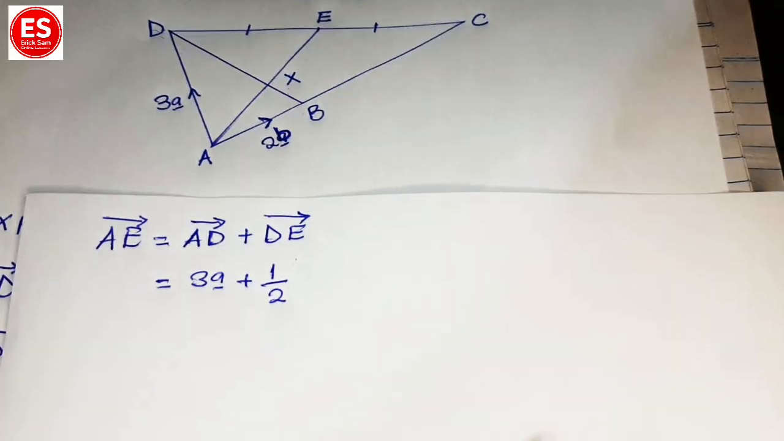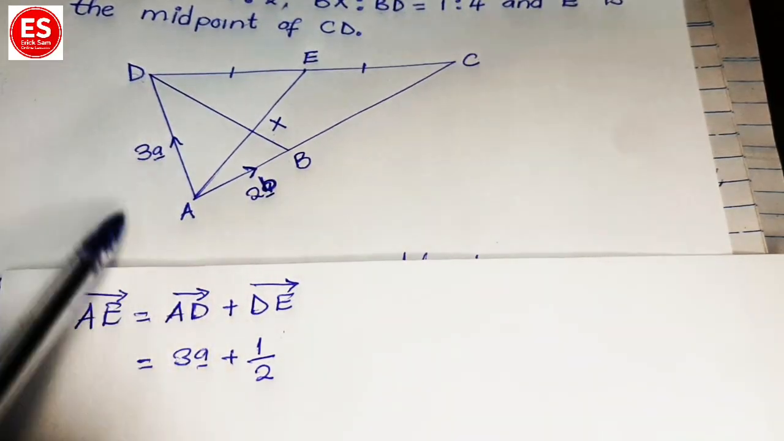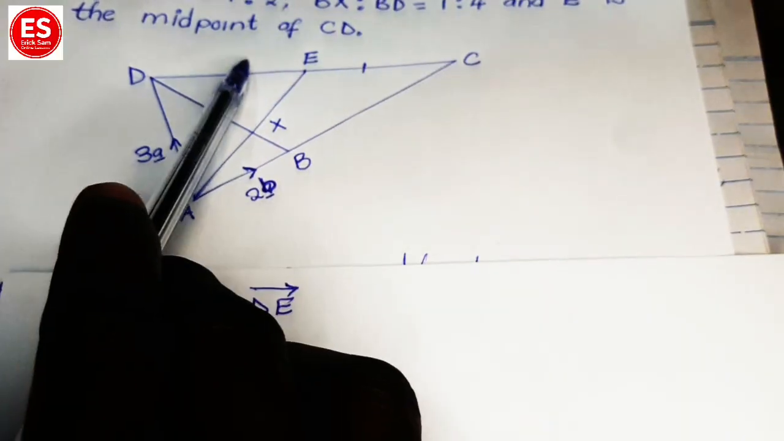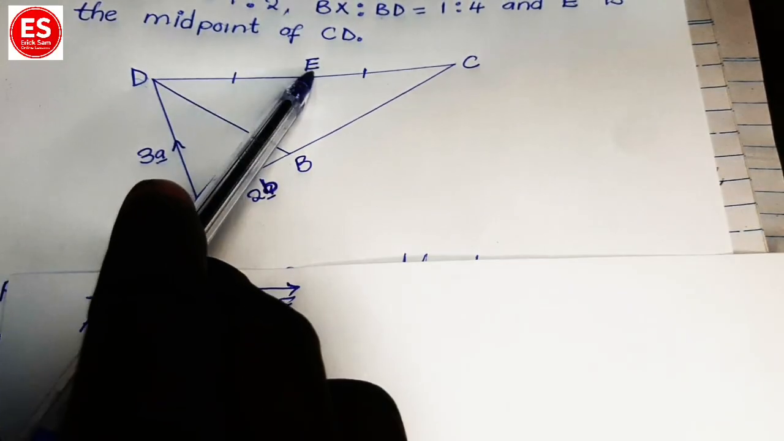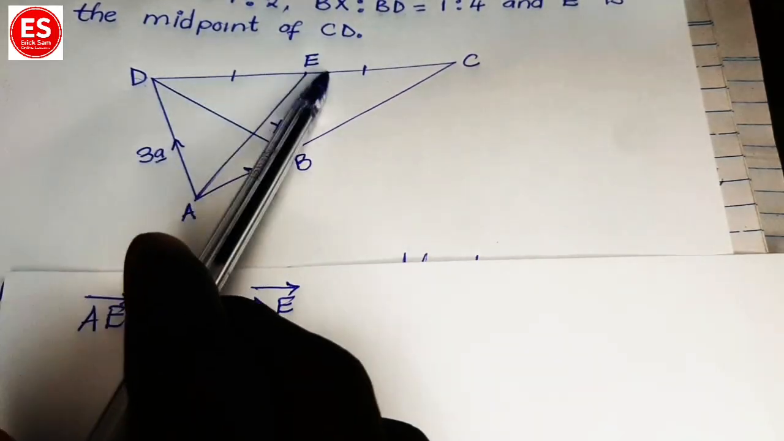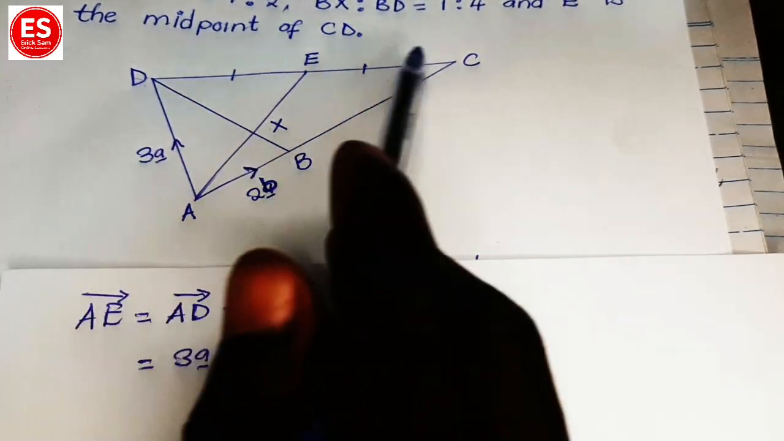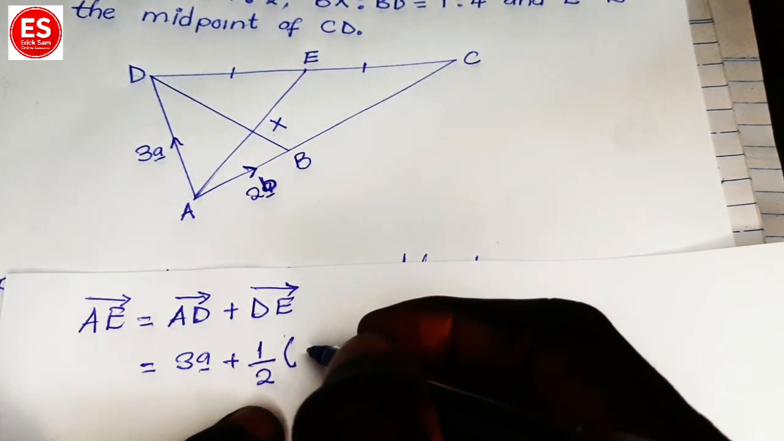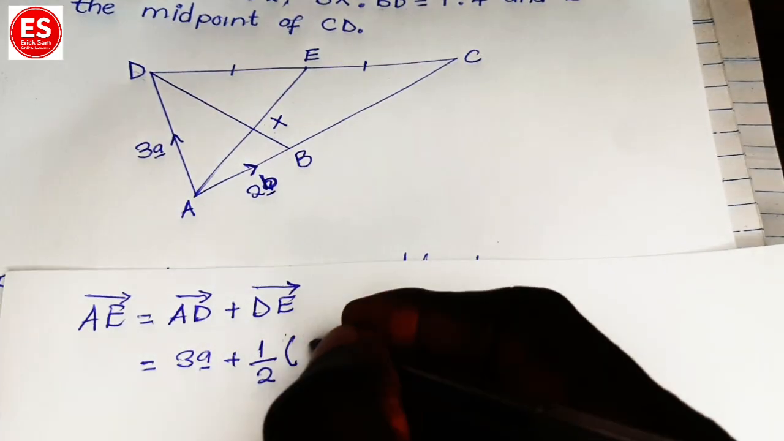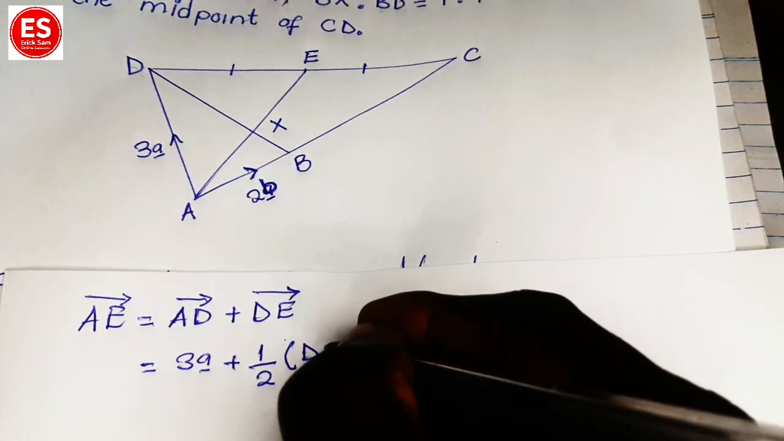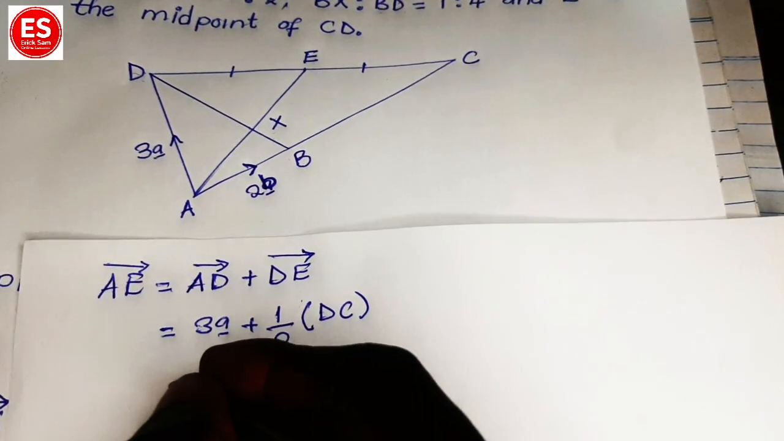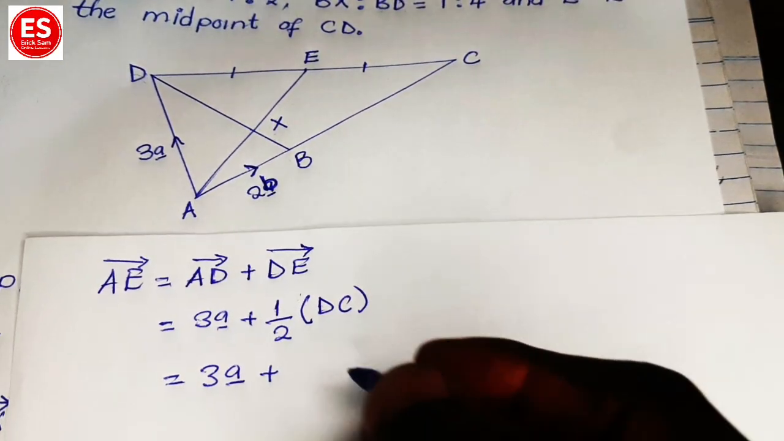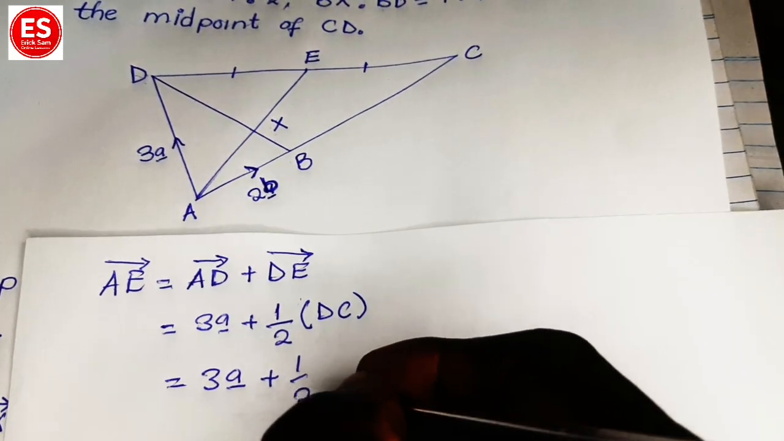I mean 1 over 2. Total is 2, 1 plus 1 is 2. Then you're saying 1 over total of DC. Since we found already CD, we can use that. So DC, then you're going to say equal to 3A, okay, plus 1 over 2 DC.